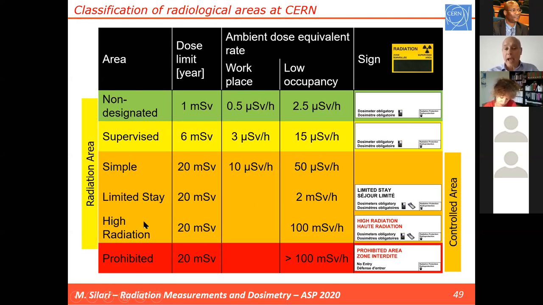A high radiation area is an area where you can have a very high dose rate, and there will be restrictions, additional monitoring means and access controls. But again, the work practice must ensure that you will not exceed the annual dose limit. Above this is a prohibited area. Any area where you can have more than 100 millisievert per hour is prohibited. You cannot get in, simply. There must be an interlock system that would prevent you from getting in if the source is in operation.